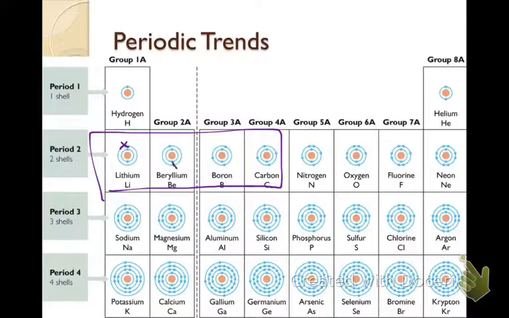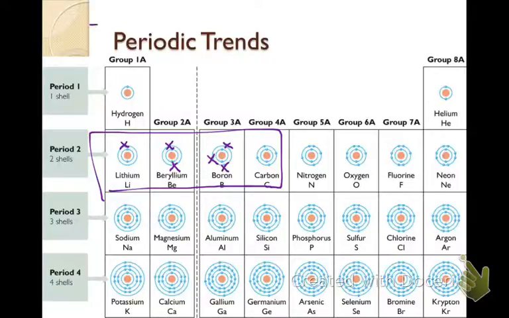Same thing with beryllium. It'll get rid of those 2 valence electrons. It will now only have 2 in the first shell. Boron will get rid of those 3, and now it's left with that first energy level, which has 2 valence electrons. And then group 4 atoms we'll talk about in just a bit.